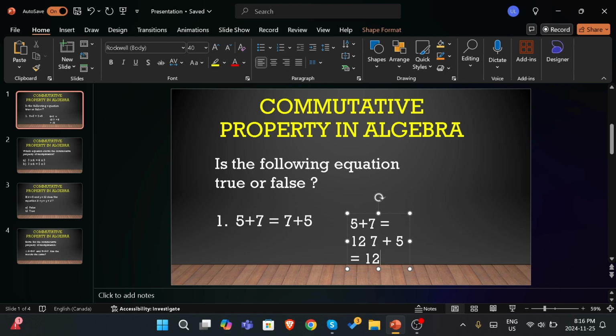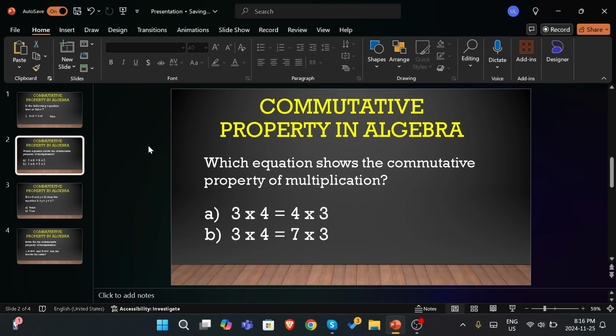So 5 plus 7 is equal to 12, and 7 plus 5 is equal to 12 as well. So it doesn't change the result, we're just inversing the numbers, like 5 plus 7 instead becomes 7 plus 5. So yes, the answer is true. Now let's proceed to our second question, which is which equation shows the commutative property of multiplication?